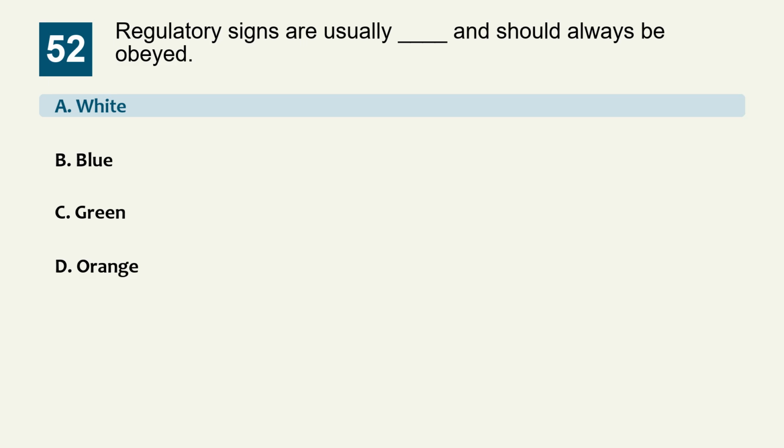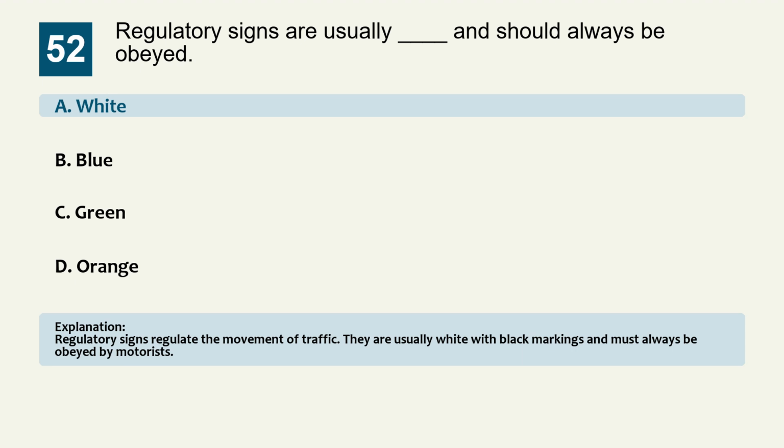The correct answer is option A, white. Regulatory signs regulate the movement of traffic. They are usually white with black markings and must always be obeyed by motorists.